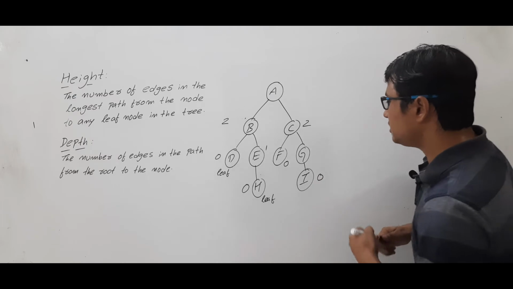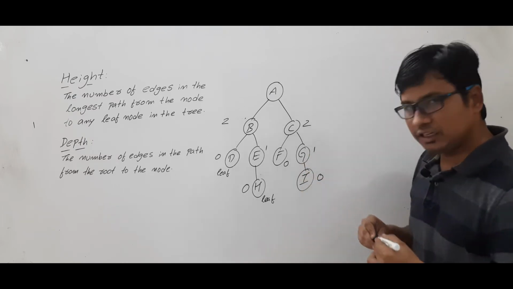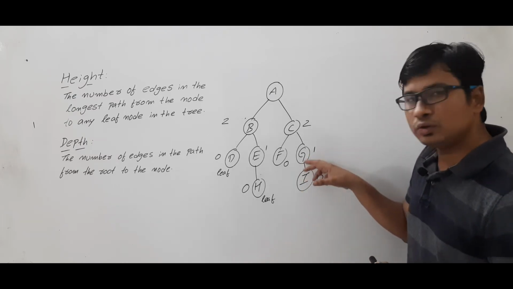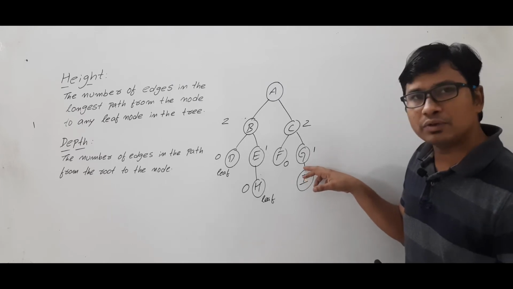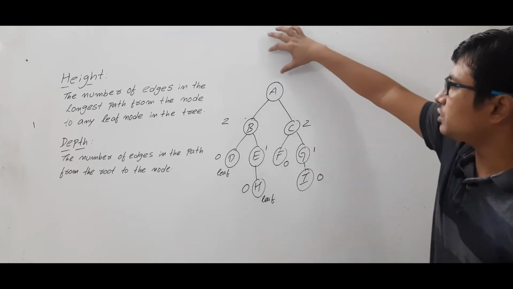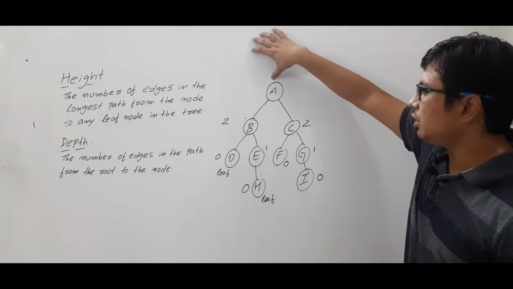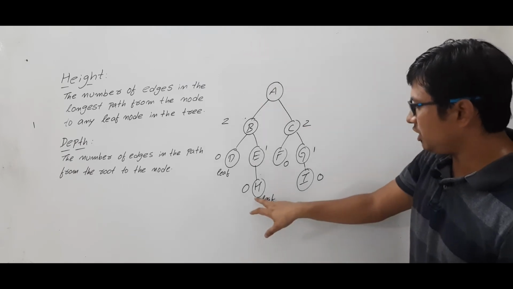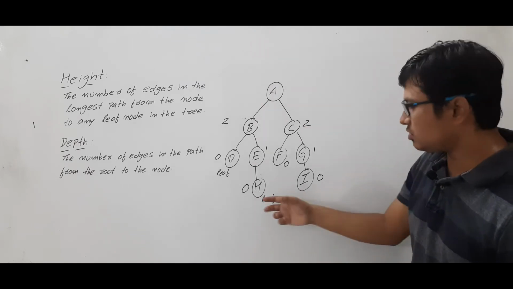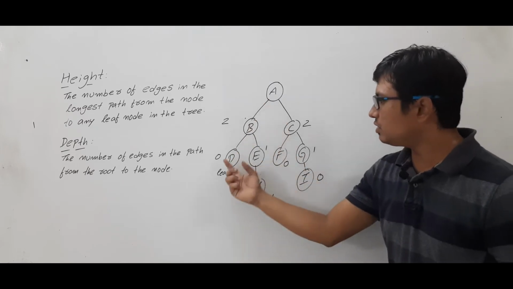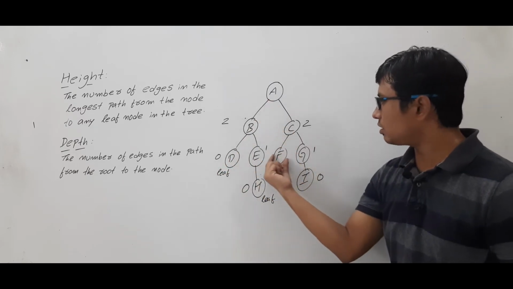Now the height of G is 1, because the leaf node is I. If you want to go to the leaf node, you need to traverse one edge. And come to the height of the node A. Now if you go to the leaf node, this leaf node or this leaf node, this is the longest path. If you go this way, you will get 2. Am I right or wrong?